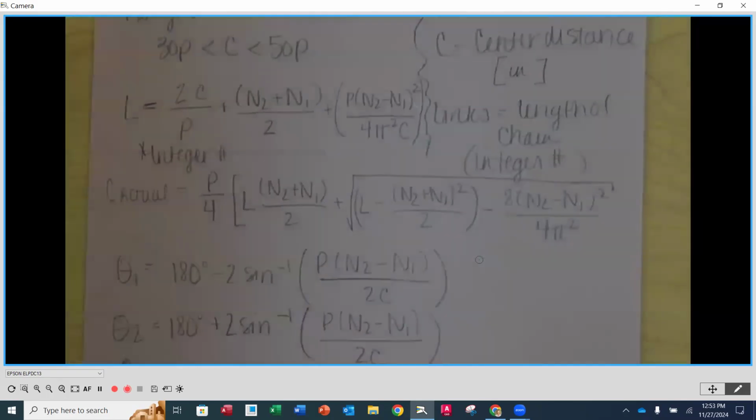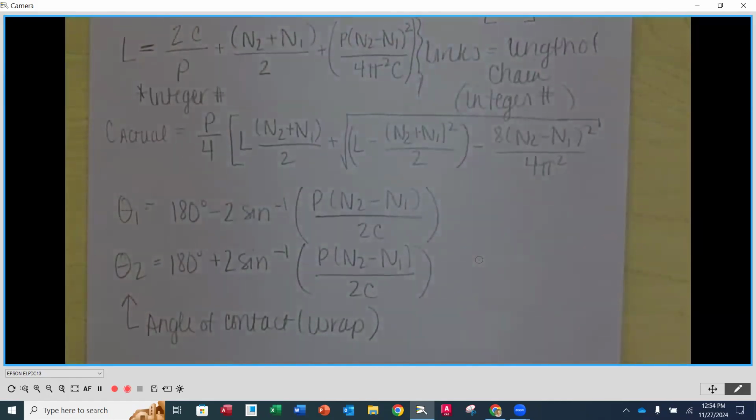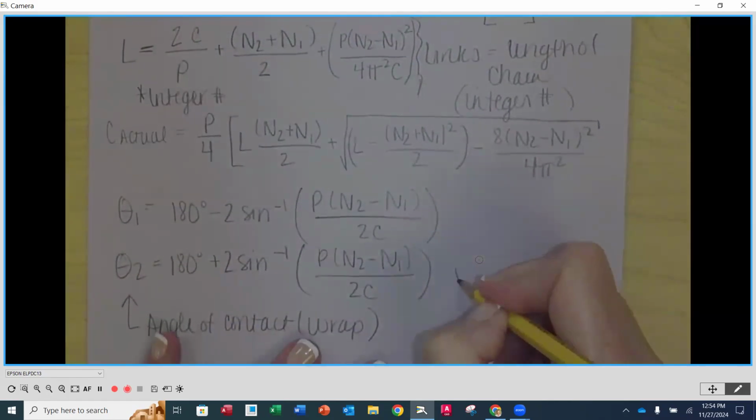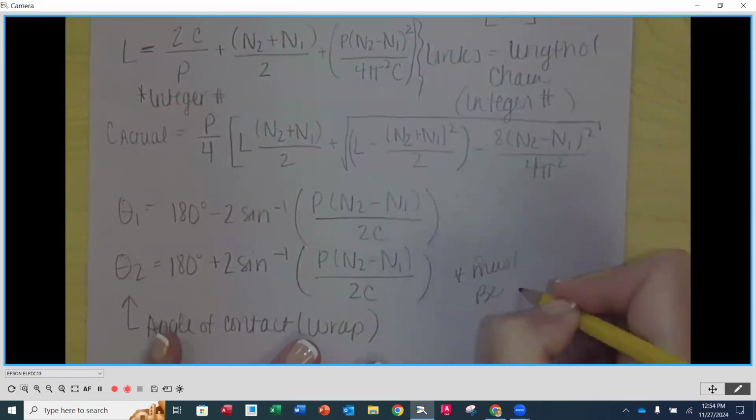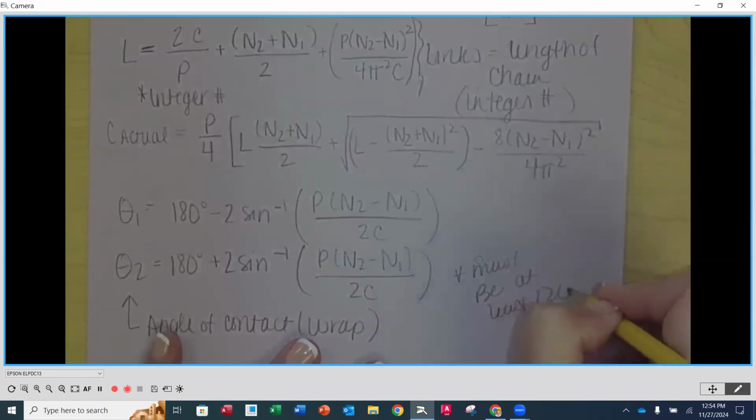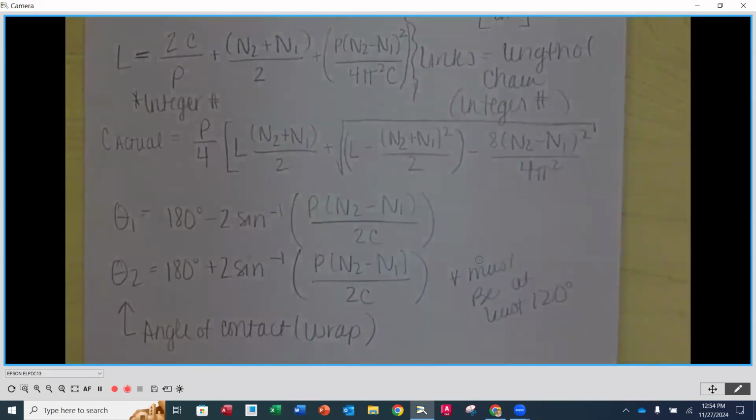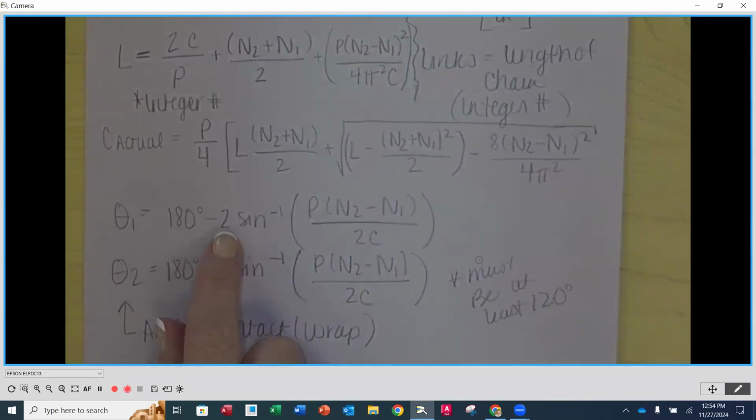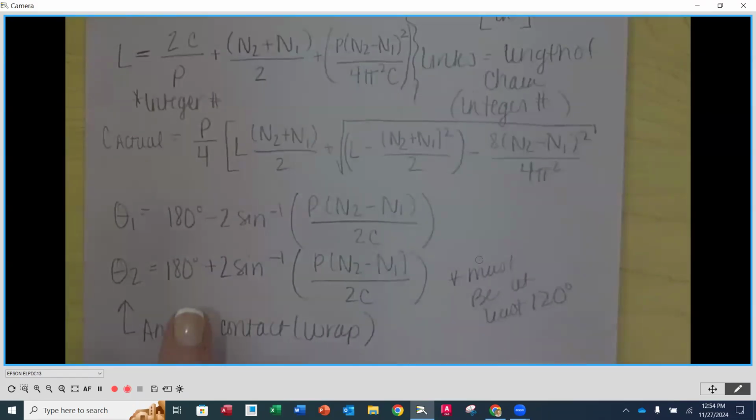Then additionally, you're going to have that angle of contact or angle of wrap. Oh, I should put a note here. It must be at least 120 degrees, right? At least 120 degrees so that we get enough wrap to properly transmit the motion and the torque or forces that are there. Notice that the equations look similar, except that on our driver, we subtract the 2 sine blah, blah, blah, blah. And on the driven, we add. So the operator is a little bit different.